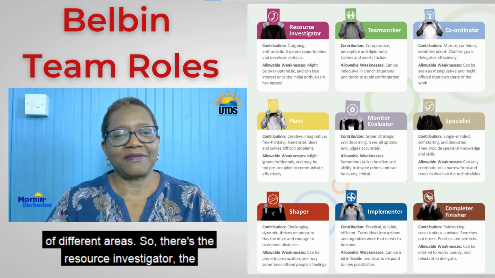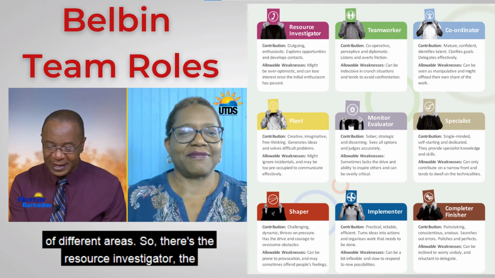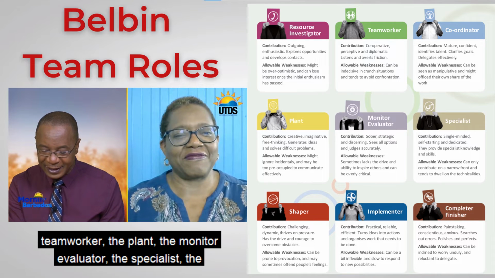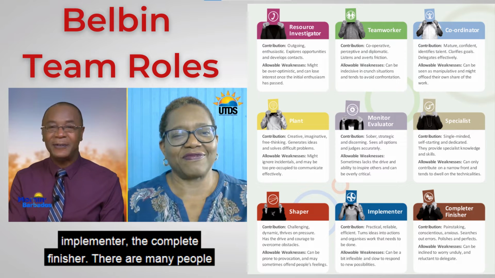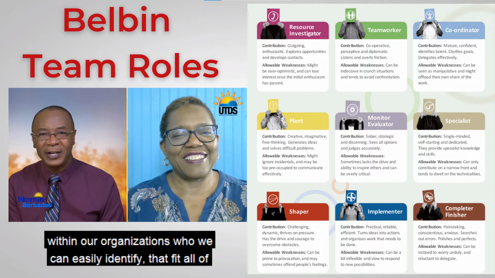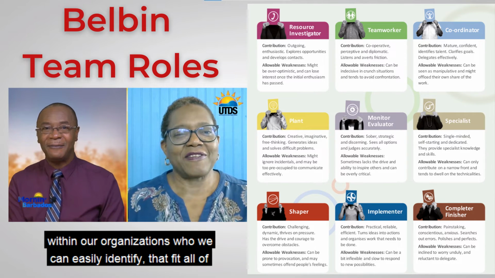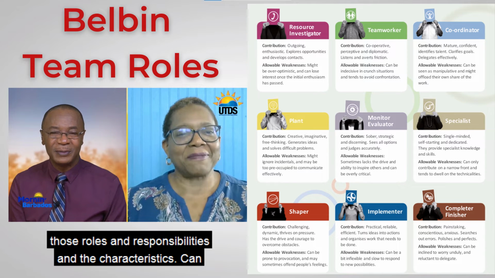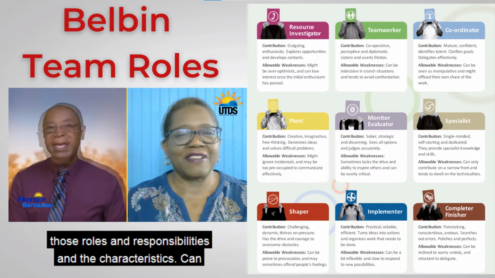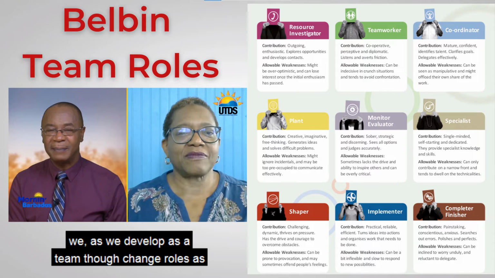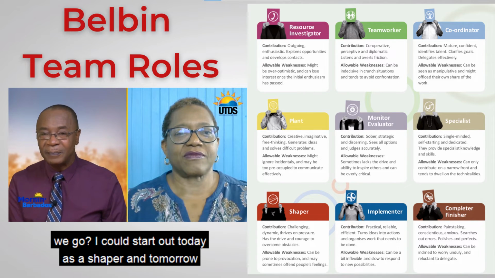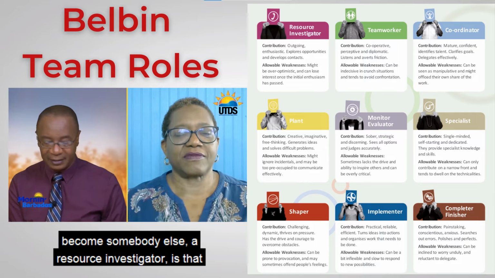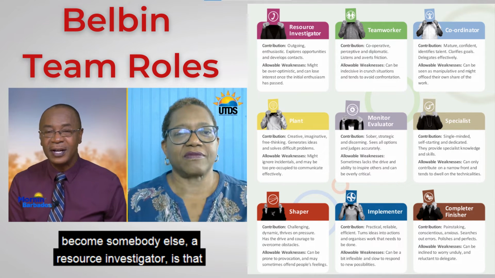So, there are a number of different areas. So there's the resource investigator, the team worker, the plant, the monitor evaluator, the specialist, the implementer, the completer finisher. There are many people within our organizations who we can easily identify that fit all of those roles and responsibilities and the characteristics. Can we, as we develop as a team, though, change roles as we go? I could start out today as a shaper and tomorrow become somebody else, a resource investigator. Is that possible?